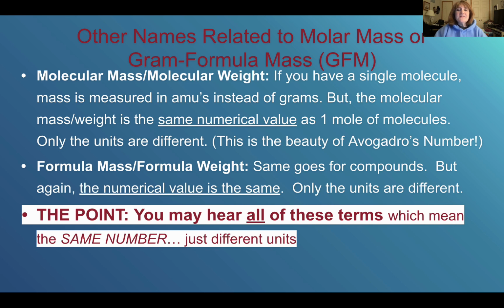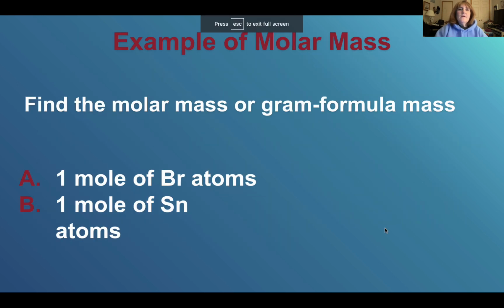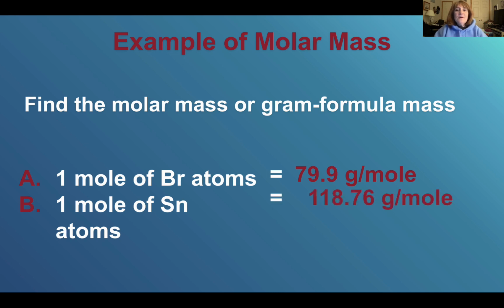Because you'll also hear it talked about as the AMU, or the average atomic mass, or you'll hear it as the AMU, the atomic mass unit. You're going to hear all kinds of things, all talking about the same thing. So as an example of molar mass, what would 1 mole of bromine be? That would be 79.9 grams per mole. And 1 mole of tin would be 118.76 grams per mole.